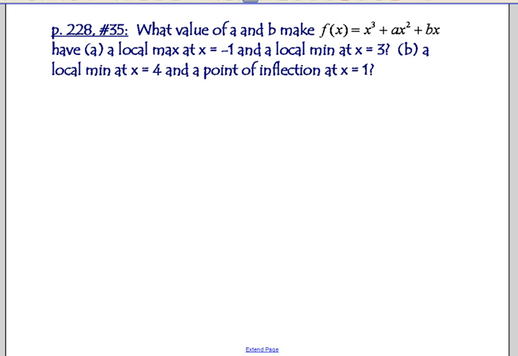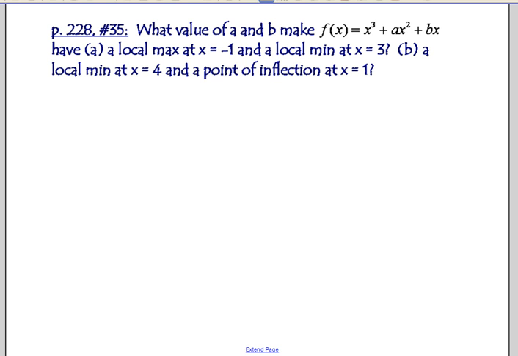All right, we're going to do problem number 35. 35 reads, what value of a and b make our function f of x equals x cubed plus ax squared plus bx have a local max at x equals -1 and a local min at x equals 3? That's part A. And then part B is independent, so once we get A, we don't need that anymore to get part B. Part B is a local min at x equals 4 and a point of inflection at x equals 1. So we're going to begin with part A.